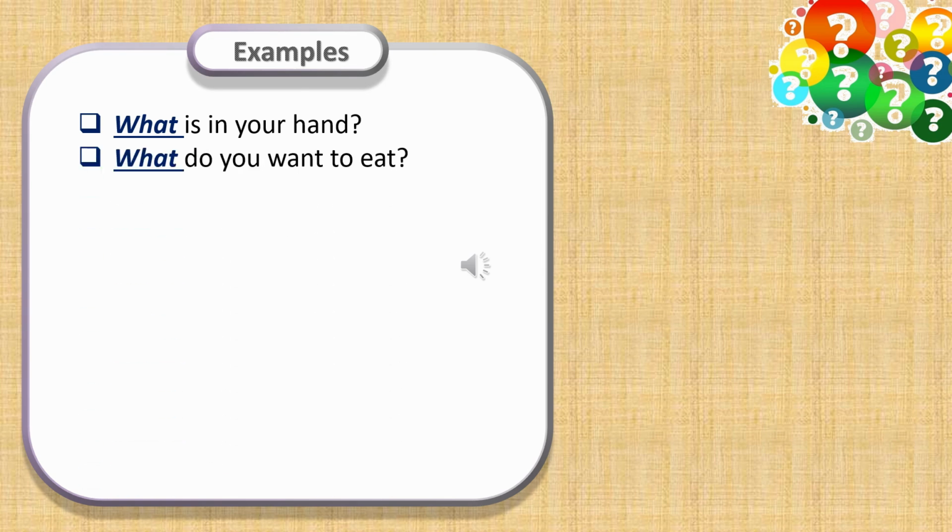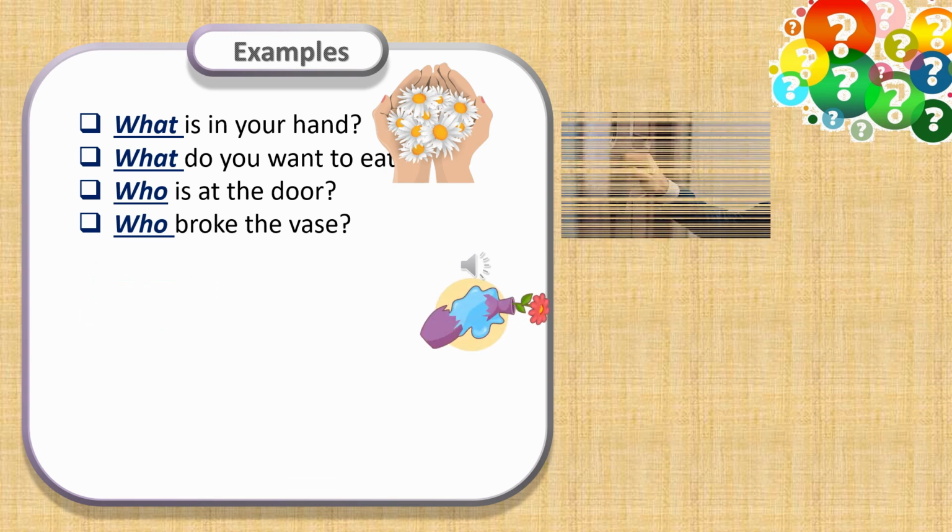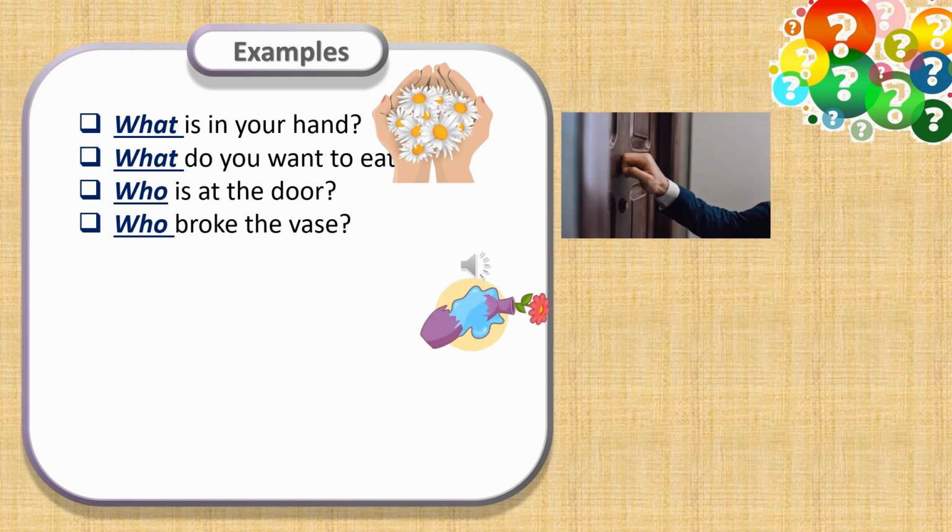Examples of interrogative pronouns in sentences. Identifying objects. What is in your hand? Requests information about an object. What do you want to eat? Asks about a general category. Referring to people. Who is at the door? Asks about a person's identity. Who broke the vase? Identifies responsibility.